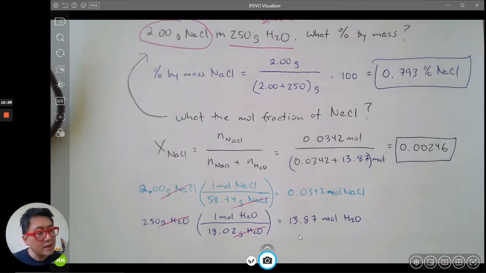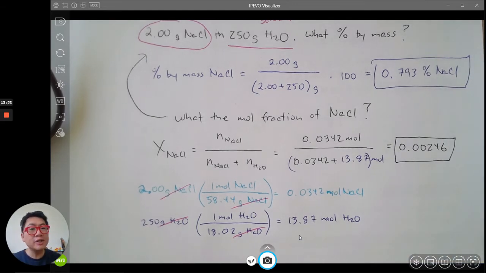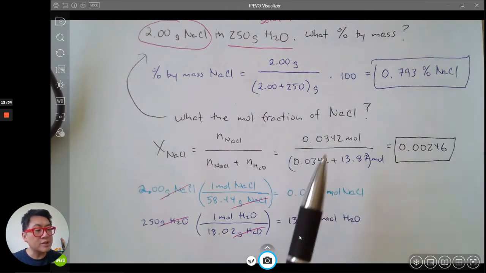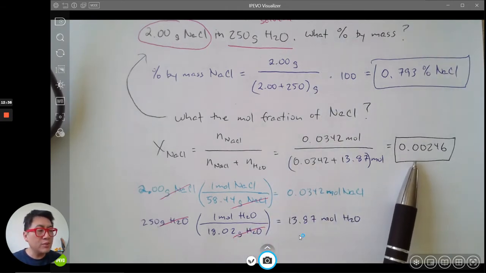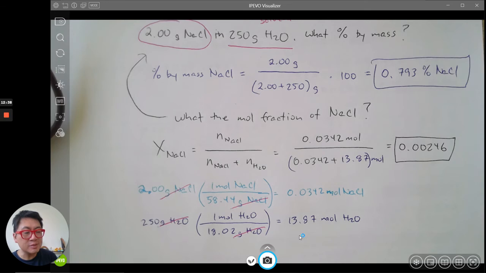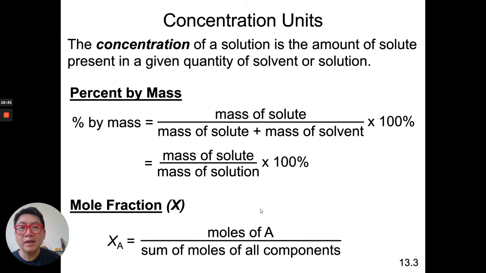We don't multiply this by 100, unlike the last one, because that one was percent. Yes, percent-wise, it would be 0.246% salt in moles, but these are not technically percents. Okay, so that is mole fraction, one of our 2 main concentration units. We're not done. As I said, there's 4 units of concentrations.